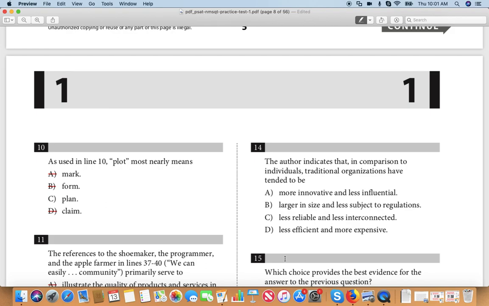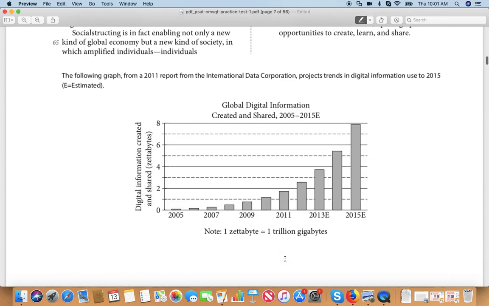Okay. Do you know what regulations means? No. Like rules and like legal limitations. Oh, okay. Yeah. So, does the author indicate that in comparison to individuals, traditional organizations have tended to be larger in size and less subject to regulations? Is there evidence to support that?